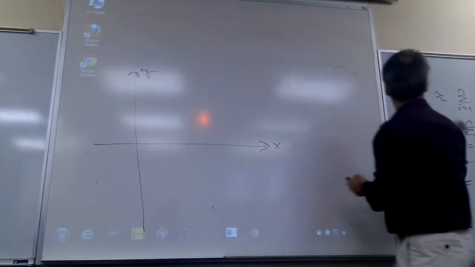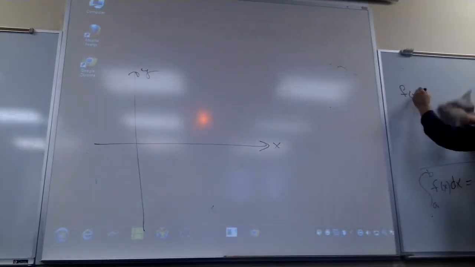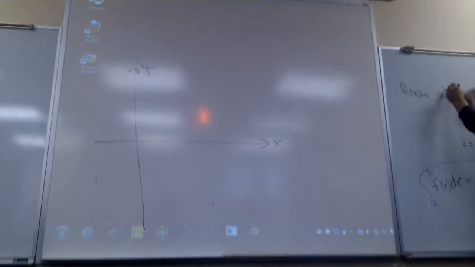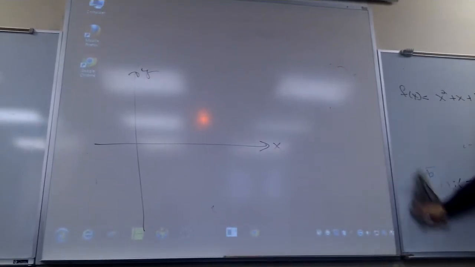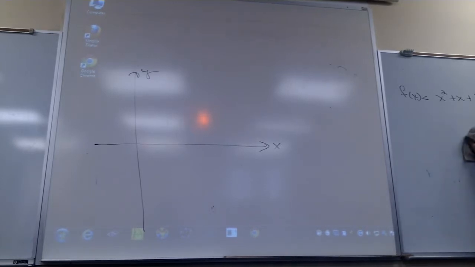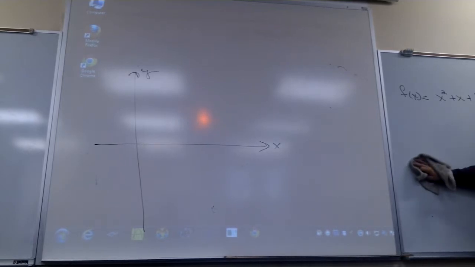Really? There could be no x-intercept. The maximum could be below the x-axis. There's not an x-intercept here. But I still think I can find the vertex by, actually, maybe I'm wrong. Maybe there are x-intercepts.